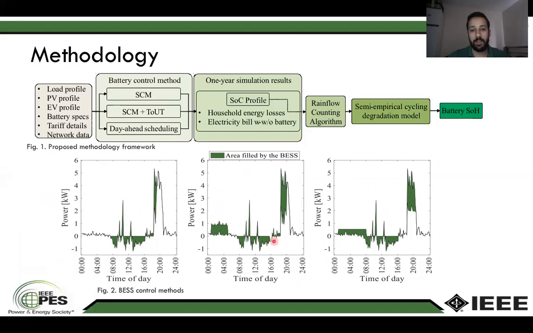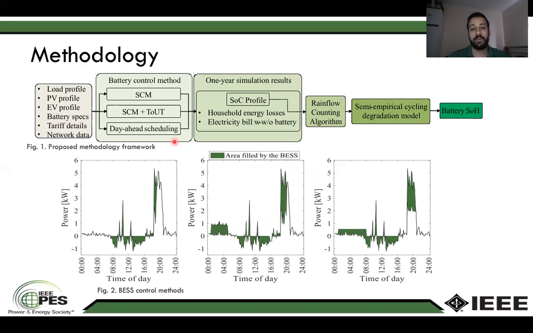The second method is similar to the first one, however, in this case, we are optimizing the energy arbitrage by charging during the low time of use tariff period and discharging whenever the demand exceeds the generation. The third one is based on forecasted data and optimization, and in this case, we are using an optimization solver to achieve an objective that aims to minimize the daily electricity bill as well as optimize the load variance.